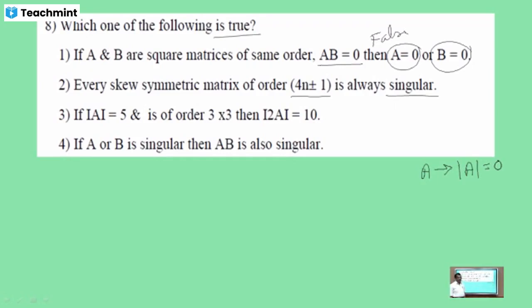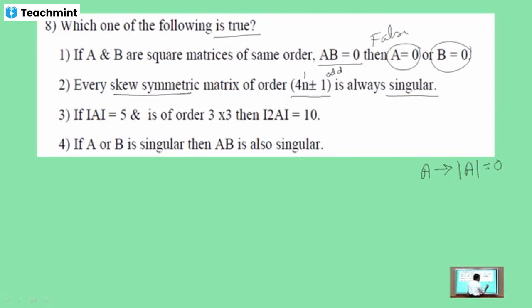That is the second part of the matrix, the real number associated with it that we check. Now if I use 1 in place of n, 4 into 1 is 4 plus or minus 1, which is either 3 or 5. That means it is a matrix of odd order. Whenever a skew symmetric matrix of odd order is given, you must know that its determinant value is always equal to 0.